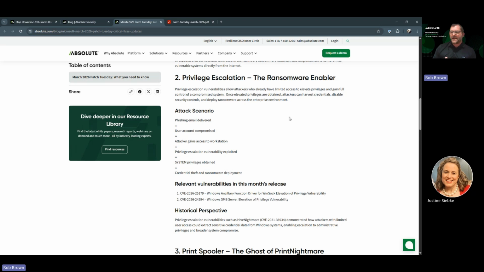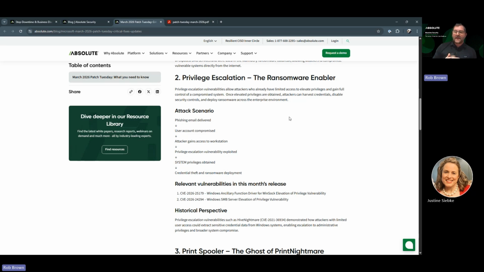25179, that's a Windows ancillary function driver for WinSock. We had 6 of those highlighted last year, and some of those were weaponized. And 24294, which is the Windows SMB, which was used in the WannaCry, as I mentioned.